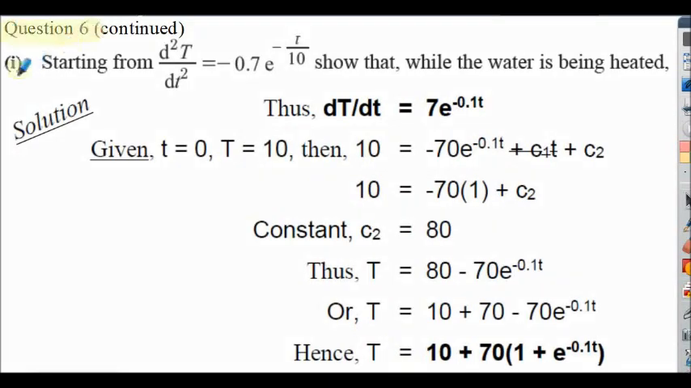Question 6, part 1, solution continued. We now impose the second condition. When the time is equal to 0, the temperature is equal to 10 degrees C. This allows us to find constant c2. So ultimately we find our equation for temperature, and to achieve the format given in the question that we're asked to show, I slightly have to manipulate the equation shown here to end up with the final form shown here. So that's the solution to question 6 part 1.